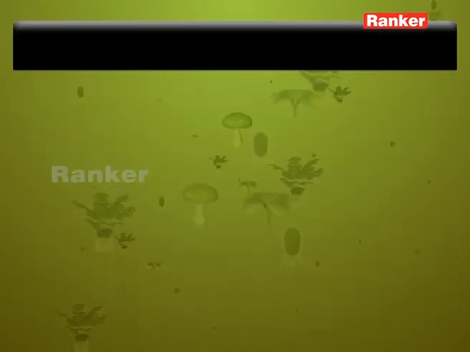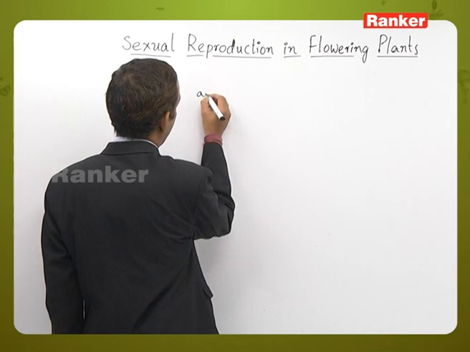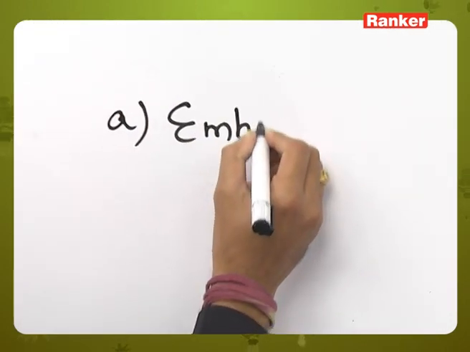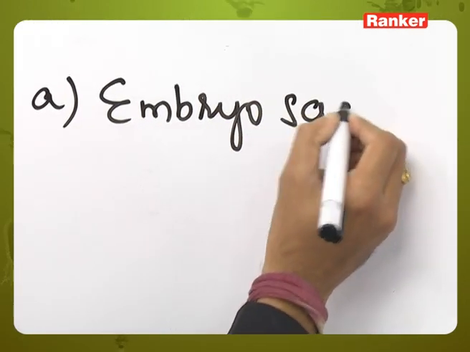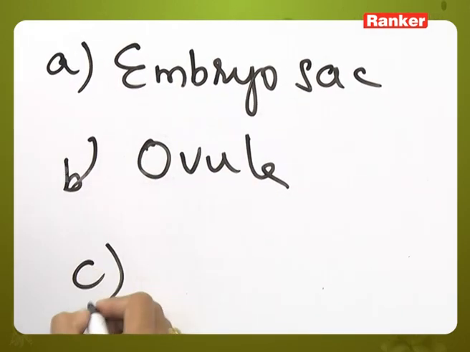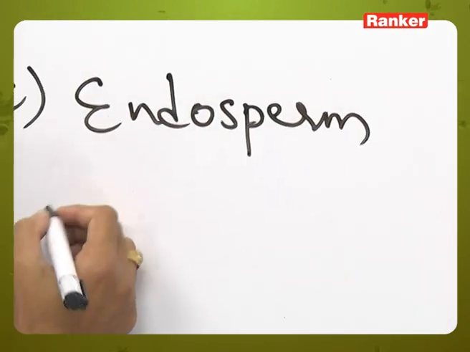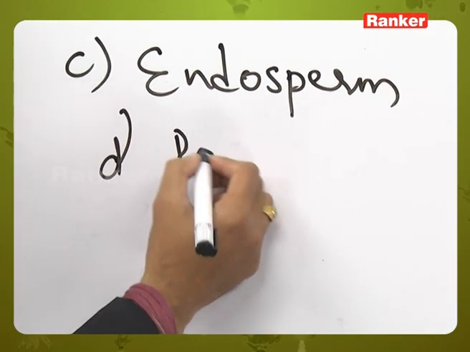Question number 14. In angiosperms, the functional megaspore develops into. The given options are A, embryo sac, B, ovule, C, endosperm, and D, pollen sac.